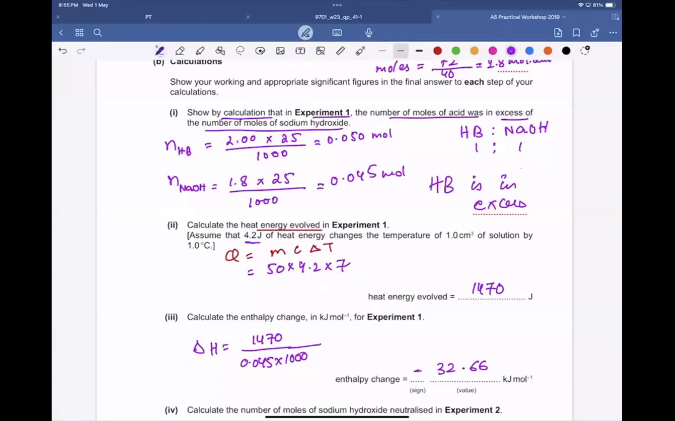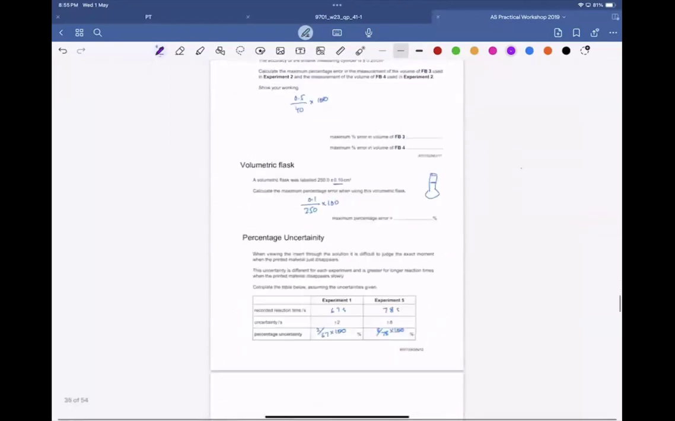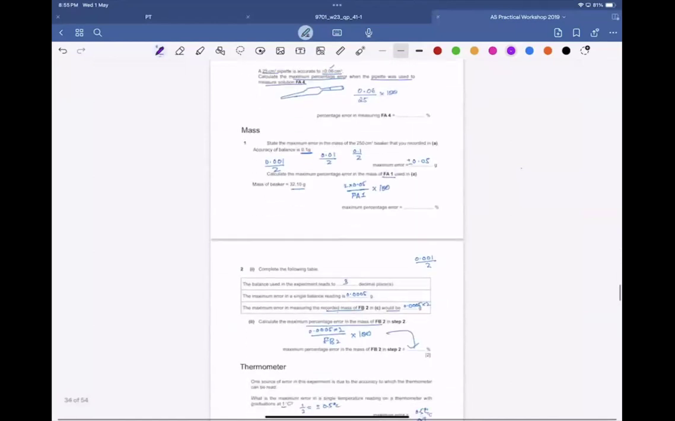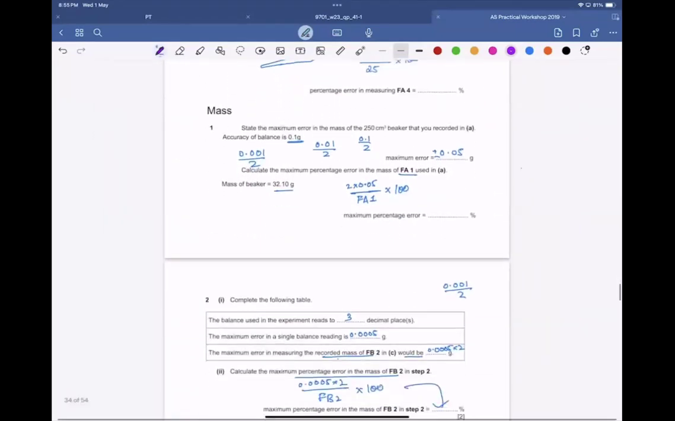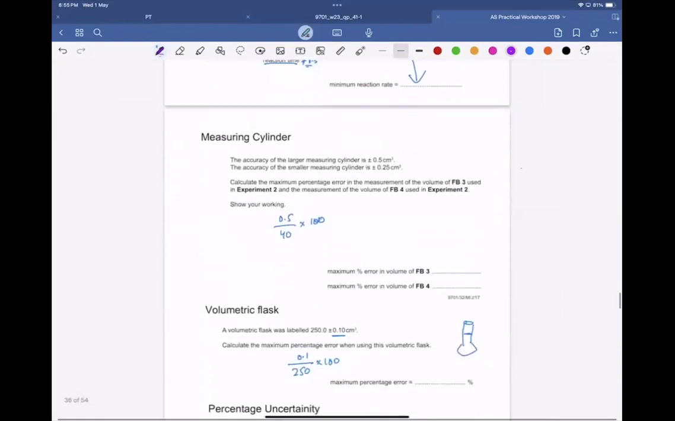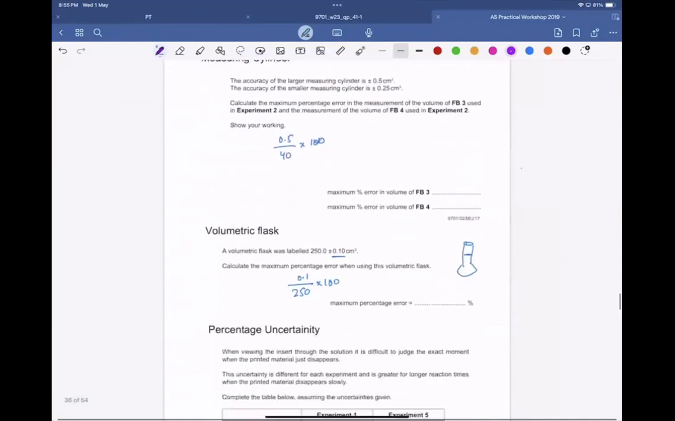Okay. Now, besides this, I'm going to share this file with you. There are some error calculations in it, so you can easily go through those error calculations. And if any one of you has any problem in this, you can WhatsApp me.